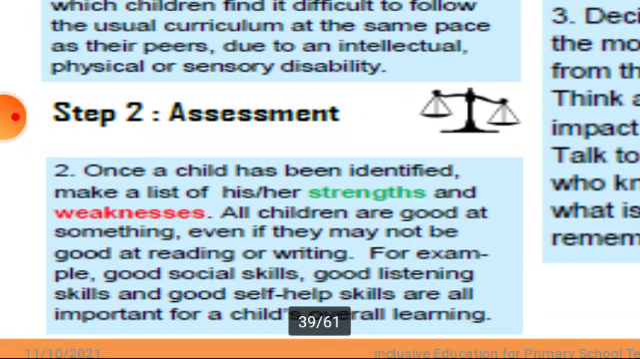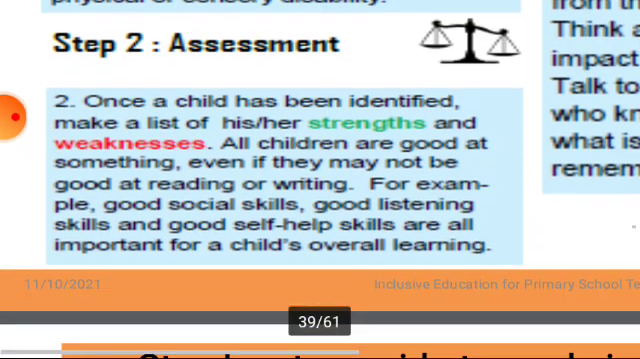The second step is what we call assessment, to assess. Once a child has been identified, we make a list of his or her strengths and weaknesses. All children are good at something, even if they may not be good at reading or writing. For example, good social skills, good listening skills, and good self-help skills are all important for a child's overall learning.